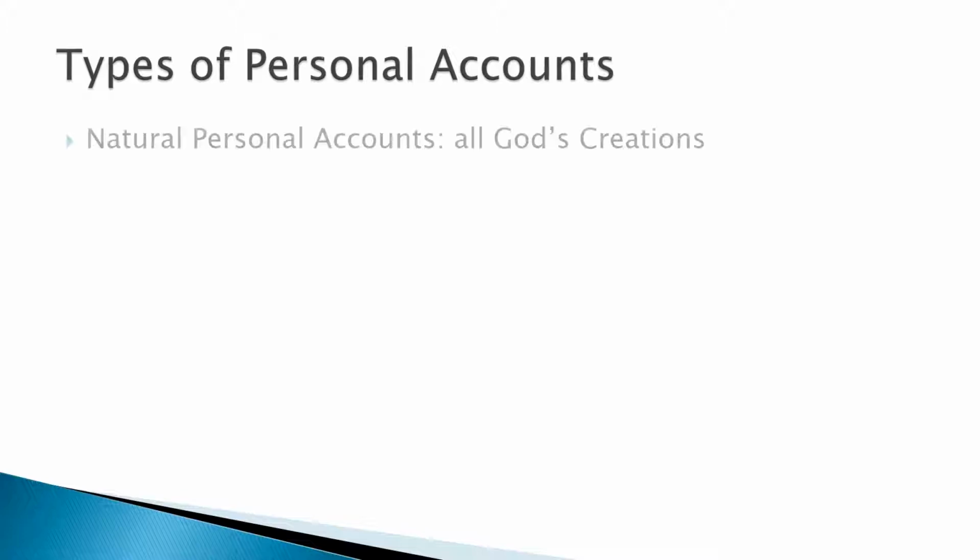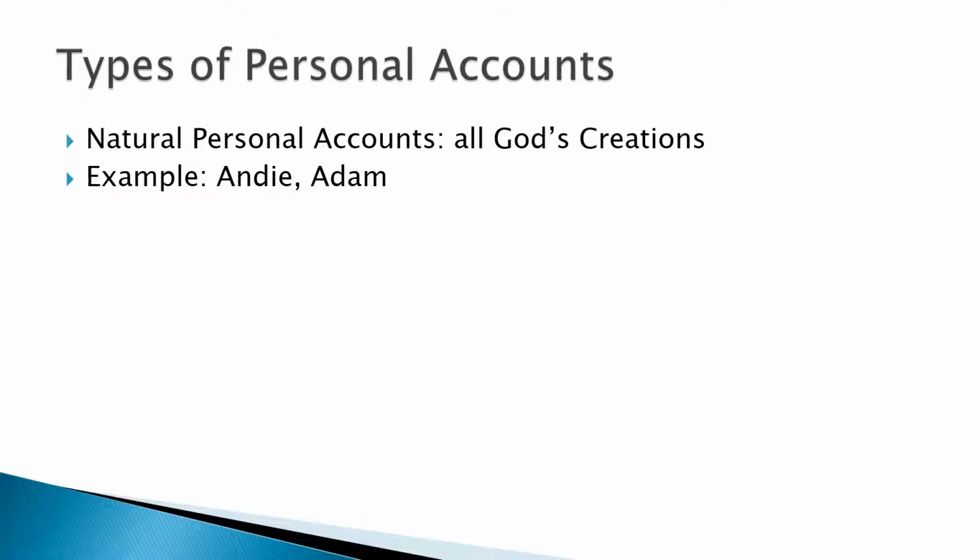First one is natural personal accounts. This type of personal account is the simplest to understand out of all and includes all God's creation who have the ability to deal, who in most of the cases are people. Examples are Andy's account, Adam's account, etc.